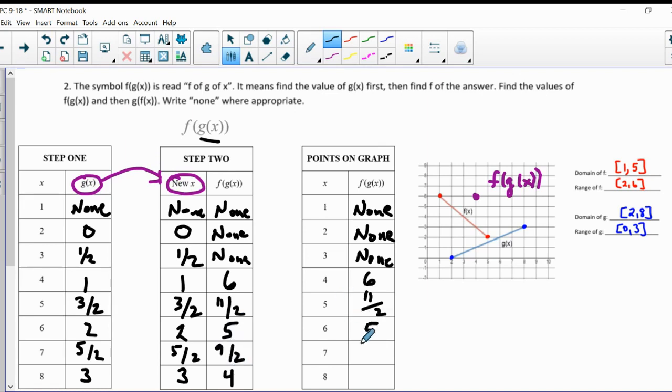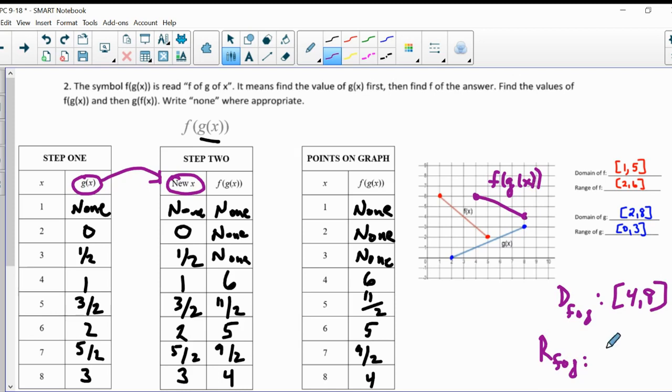So I'm going to fill these out, 5, 9/2, and 4. And so I'm just going to plot these points, and what I see is it ends at (8, 4). Since it's a line, it's pretty straightforward, no pun intended, line straight. But we end up with this as my f of g of x. So f of g of x, the domain of f of g is 4 to 8. And the range of f of g is 4 to 6.